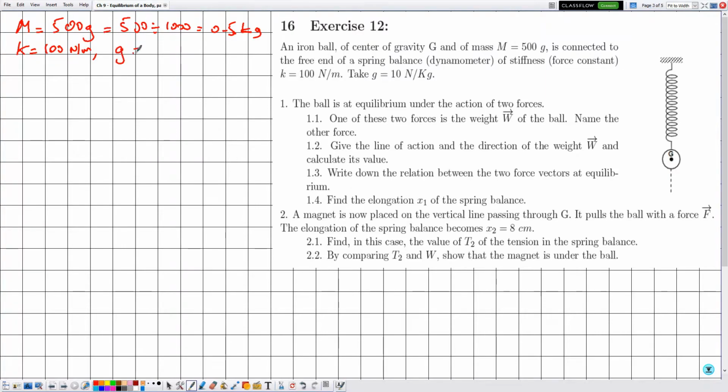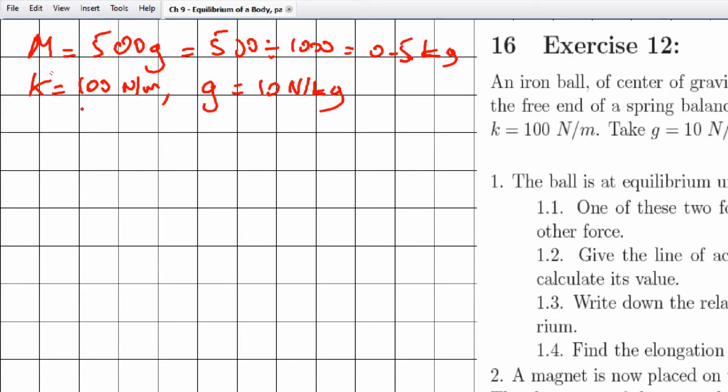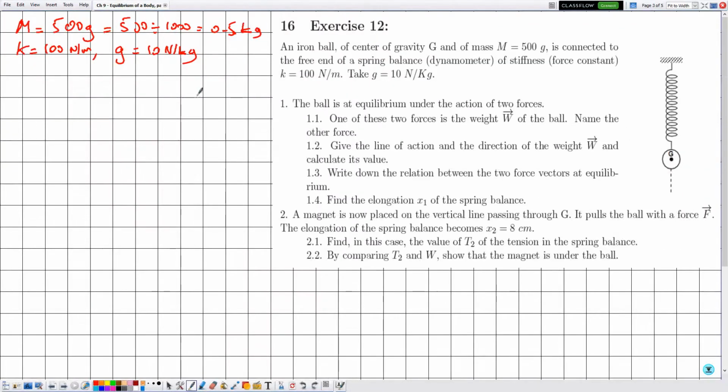and take G equal to 10 newtons per kilogram, which means that we are performing this experiment on the surface of Earth. In order to elongate or compress the spring by 1 meter, we need to exert a force of 100 newtons, and knowing that each kilogram on Earth is being exerted by a force worth 10 newtons.